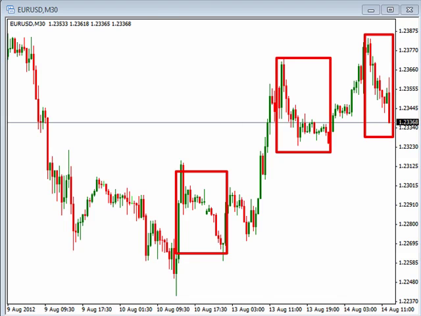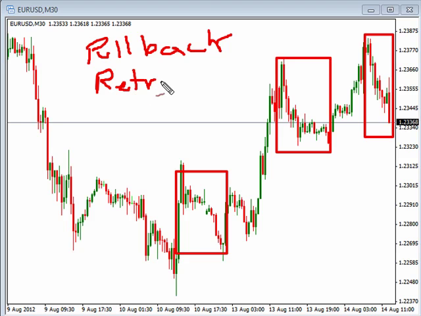Now, pullbacks are important, and I'm going to write on here pullbacks, or sometimes we call them retracements. And those pullbacks or the retracements are simply when the price, after a move up, begins to move back towards the support area.